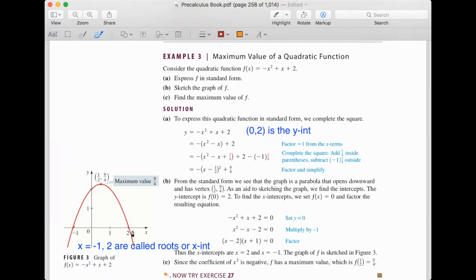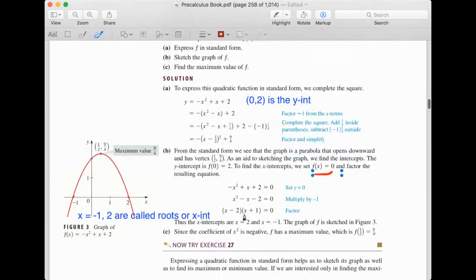But how do we find those 2 points? On those 2 points, the y value equals 0. That means f of x equals 0. So we use this. F of x equals 0. We set our function, -x squared plus x plus 2, equals 0. Then we want to solve for x. How do we solve x? We want to put it in factor form.